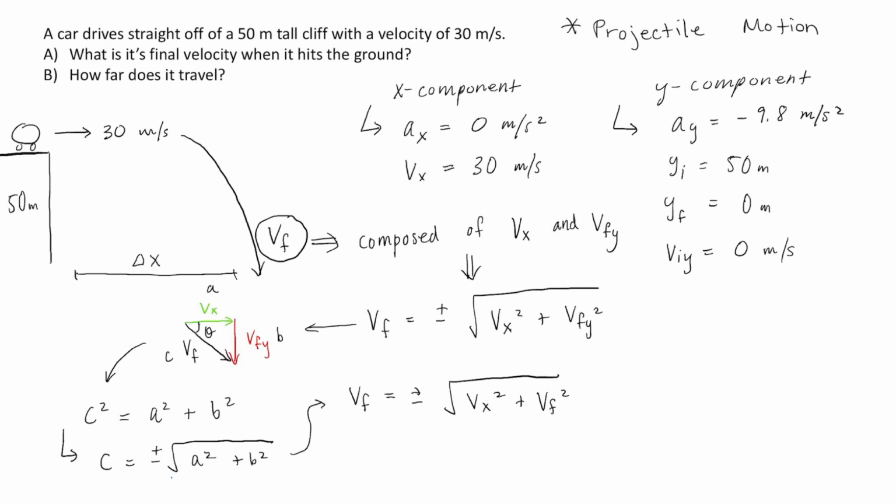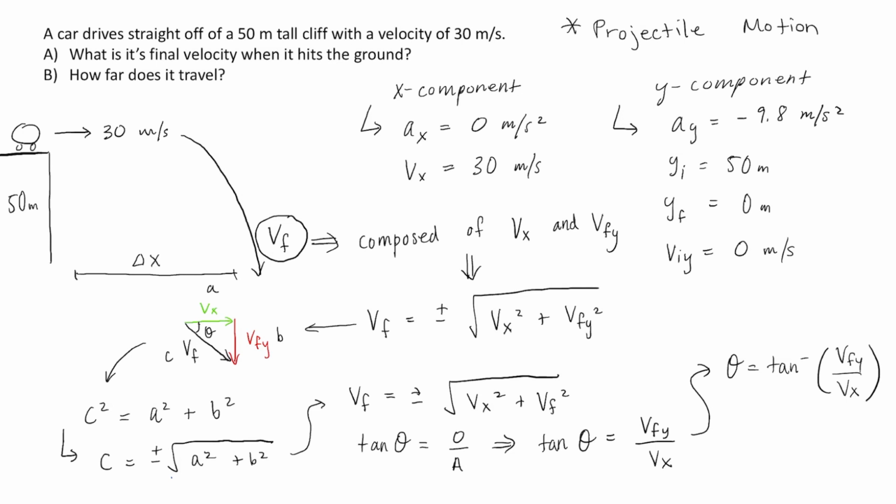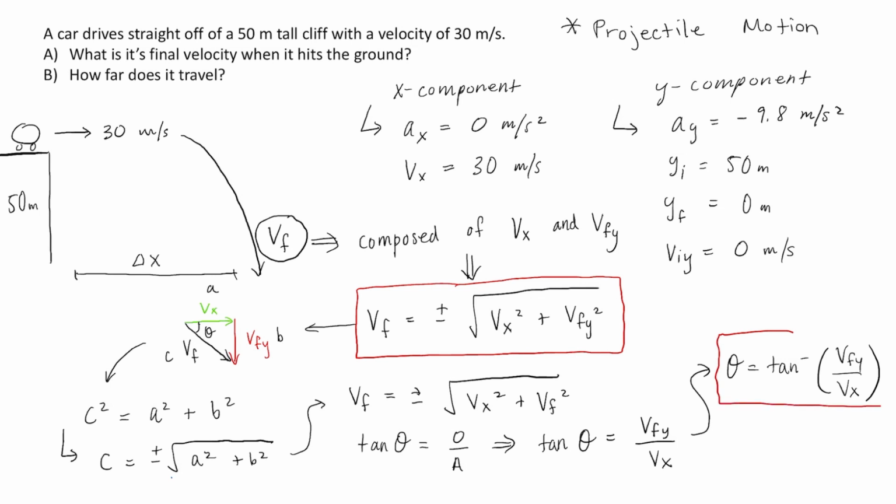But what if you were also asked for the angle of the final velocity vector? Well, looking at our right-angled triangle, we can see we have an opposite side, Vfy, and an adjacent side, Vx. Since we have the opposite and adjacent, we can use tan theta is equal to opposite over adjacent. And then all we have to do is plug in our Vfy and Vx and rearrange for theta, and we get that the angle of the final velocity vector is equal to tan inverse of Vfy divided by Vx. So these are the two equations you'll need to find the final velocity of an object in projectile motion.